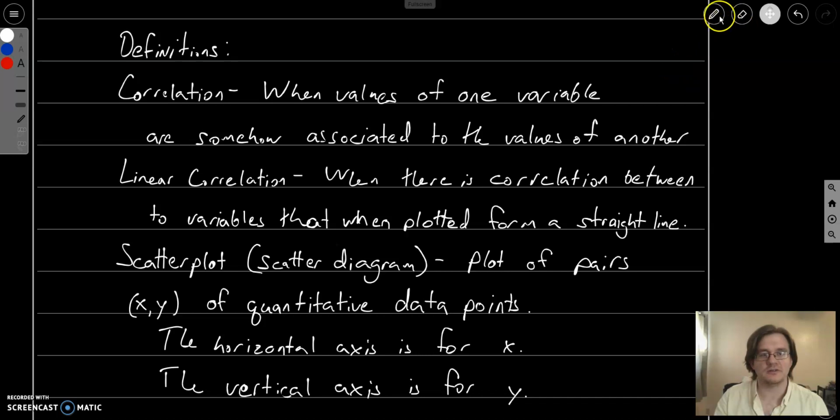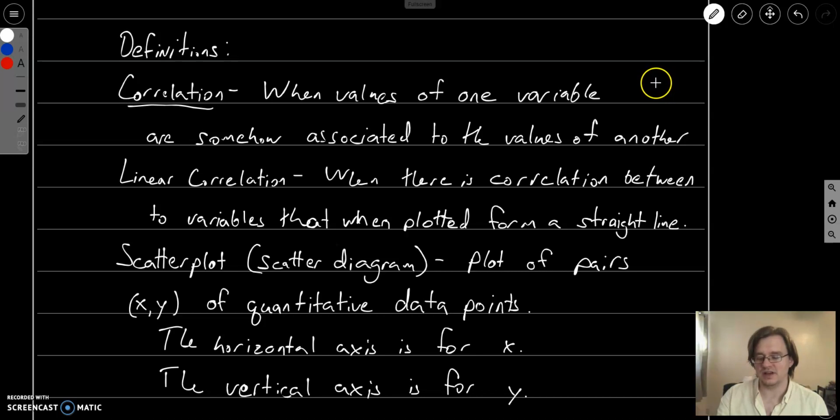So the first thing we want to look at is what does it mean for two variables to be correlated? What is correlation? This is just when the values of the variables are associated with one another. And this could be by accident, or it could be because one causes the other.